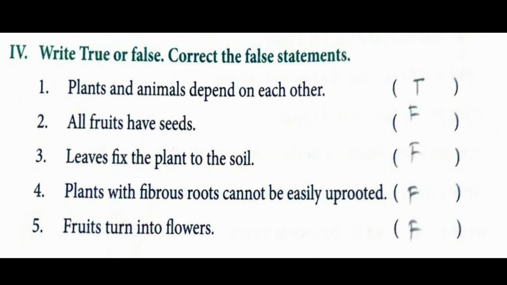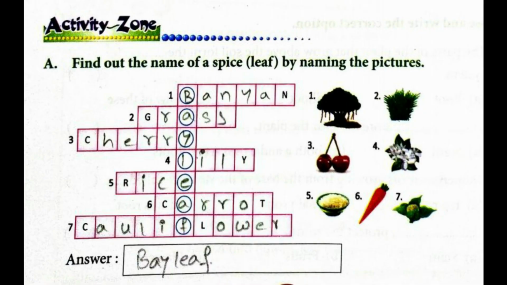Fourth section, write true or false. First one, plants and animals depend on each other. True. Second one, all fruits have seeds. False. Third one, leaves fix the plant to the soil. False. Fourth one, plants with fibrous roots cannot be easily uprooted. False. Fifth one, fruits turn into flowers. False. Next, activity zone. Find out the name of the spice leaf by naming the pictures.